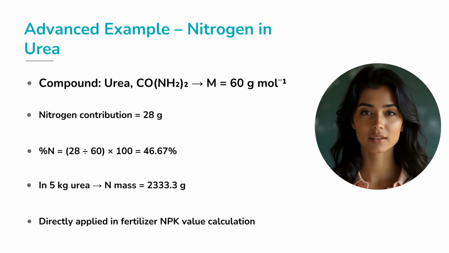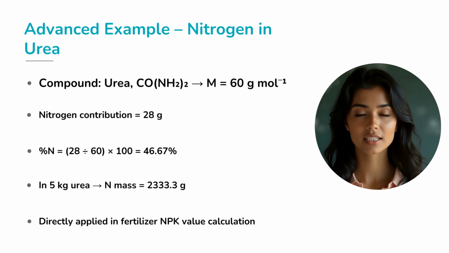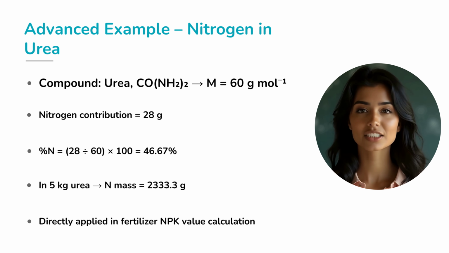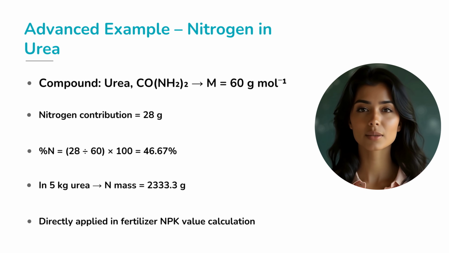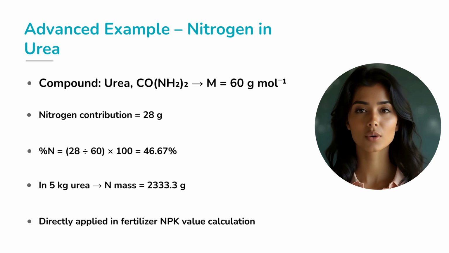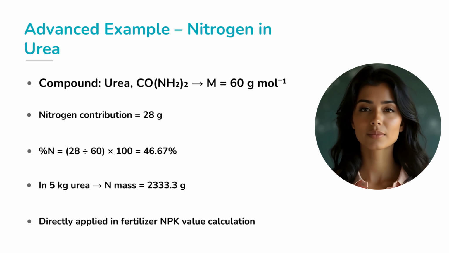Here comes a big one, nitrogen content in urea, the world's most widely used nitrogen fertilizer. Urea has the formula CO(NH2)2 and its molar mass is 60 grams per mole. Out of that, nitrogen alone contributes 28 grams. Divide 28 by 60, multiply by 100 and the result is 46.67% nitrogen. Now imagine you have a 5 kilogram sack of urea fertilizer. How much nitrogen does it really contain?